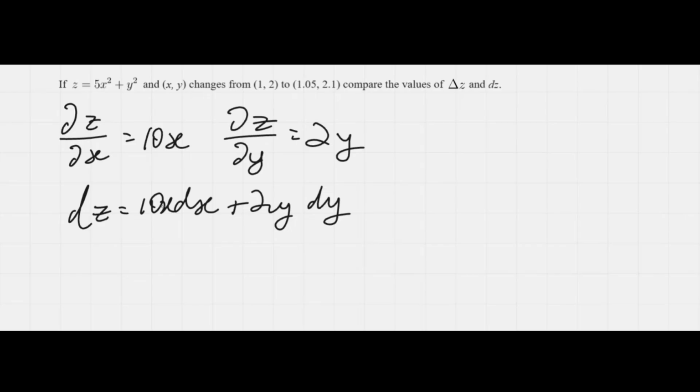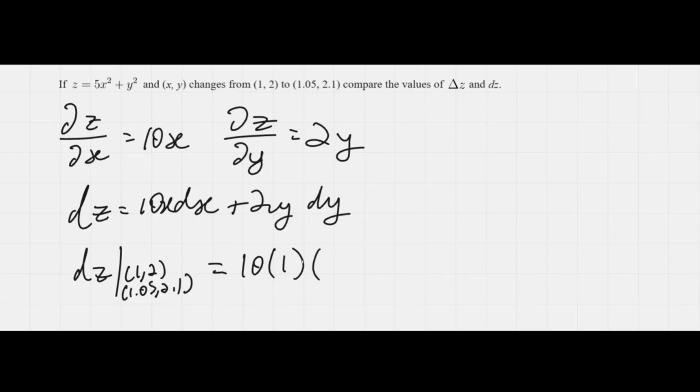In order to do this, what we first need to do is sub in these values and find the value of the differential, and then also find the change in z. So let's first do the differential, because that's probably going to be the easiest. First, I'm going to do dz from (1, 2) to (1.05, 2.1). That's going to be equivalent to 10x, and what is our original value of x? The original value is just going to be 1, so we have 1.